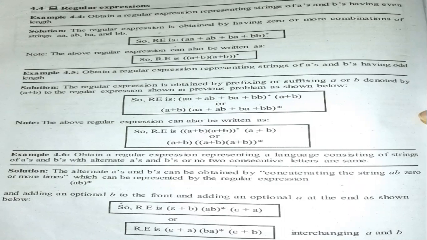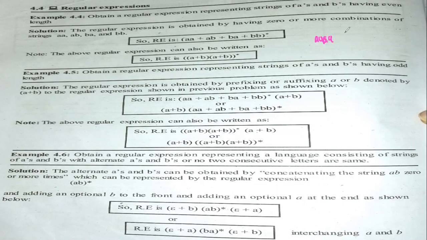So having even length, they are specifying even length, that's it. A and B with even length, we are trying to generate over here. The solution, we'll see. The regular expression is obtained by having 0 or more combinations of the strings AA, AB, BA, and BB. Obvious. See here, if you have 0, then it is also even, right? Then, utilizing AB, we need to generate even. If you are having double A, yes, it is even. How many number of times? Any number of times it may occur. Twice, if it is occurring, yes, it is even.